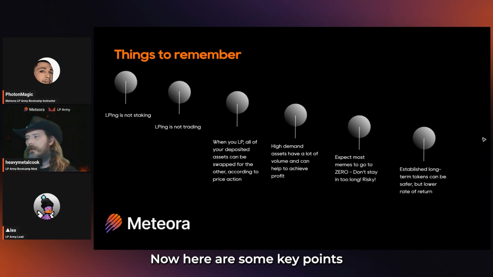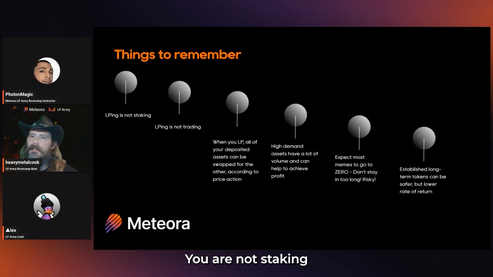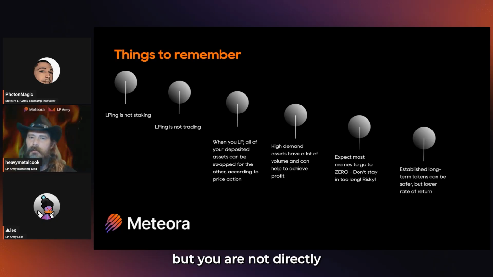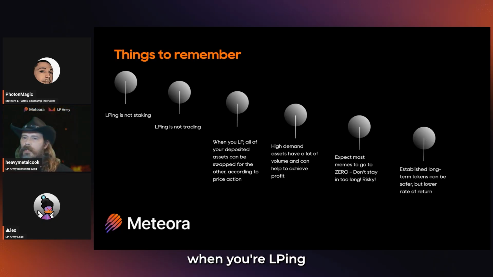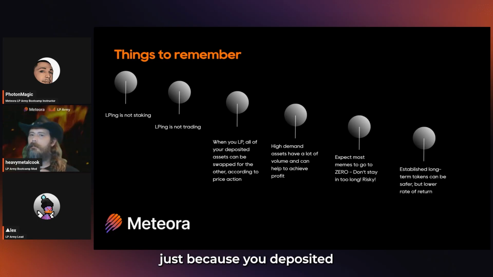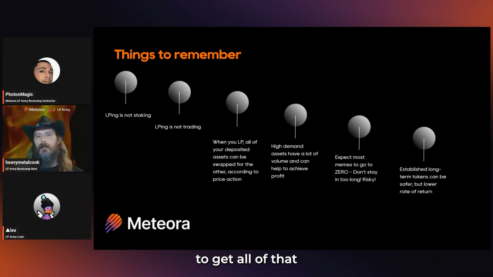Okay, now here's some key points that I want you guys to remember. LPing, you are not staking when you are providing liquidity. You're not trading it. There's some similarities there. Tokens are being swapped one for another, but you are not directly doing a trade. When you're LPing, especially in concentrated liquidity, your assets can all be swapped one for the other. And I will give you some good visuals on this later, but know that just because you deposited one token doesn't mean that you're going to get all of that one token back.